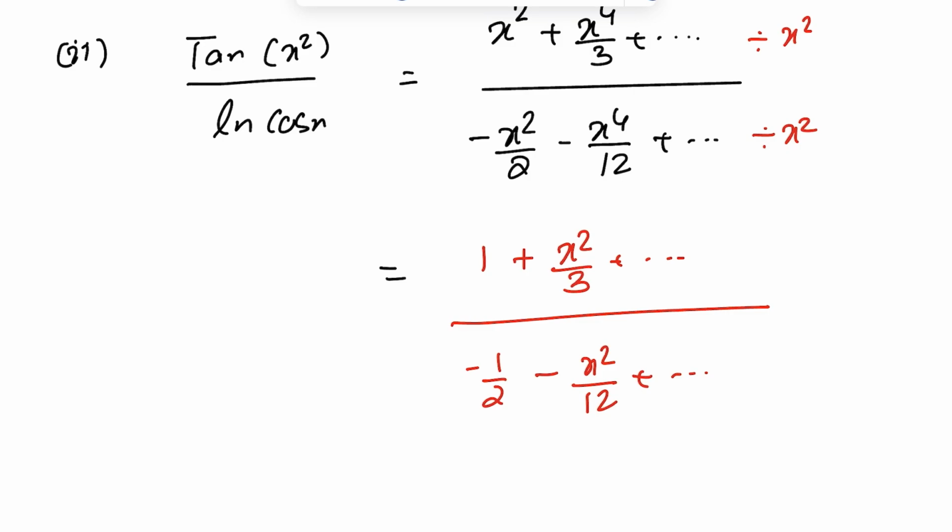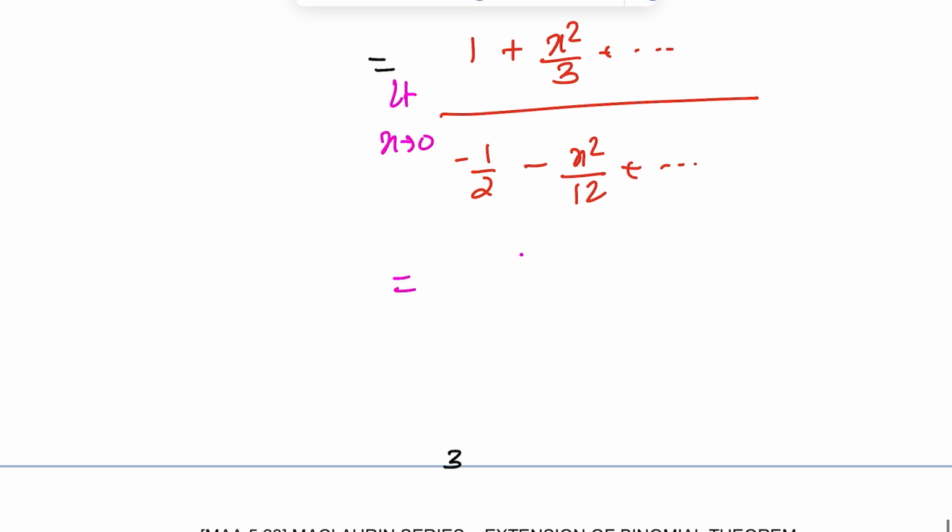Now again I am applying the limit as x approaches 0. Once I plug in 0, I should get 1 upon minus 1 upon 2, which is negative 2.